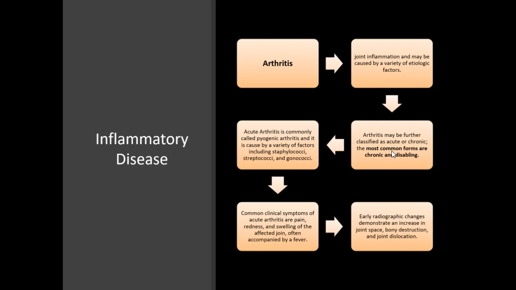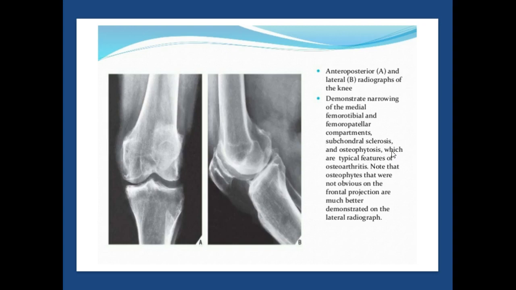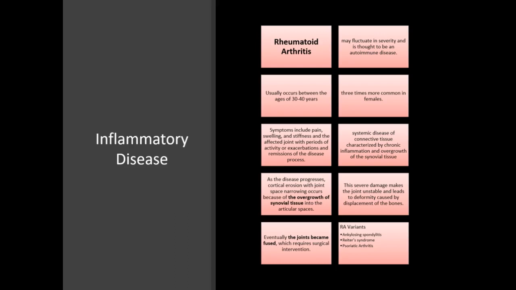Early radiographic changes demonstrate an increase in joint space, bony destruction, and joint dislocation. And these are the common areas for arthritis. So here, arthritis, you can see bone spurs forming, narrowing of the joint space, normal. That's arthritis. Rheumatoid arthritis, all right.